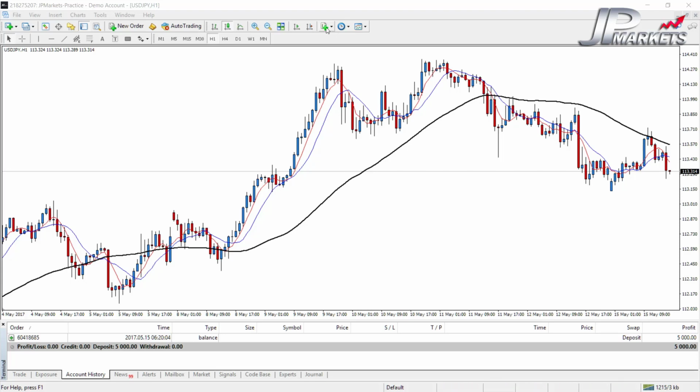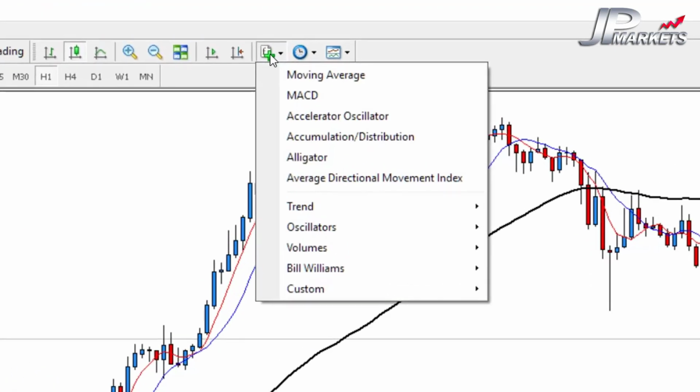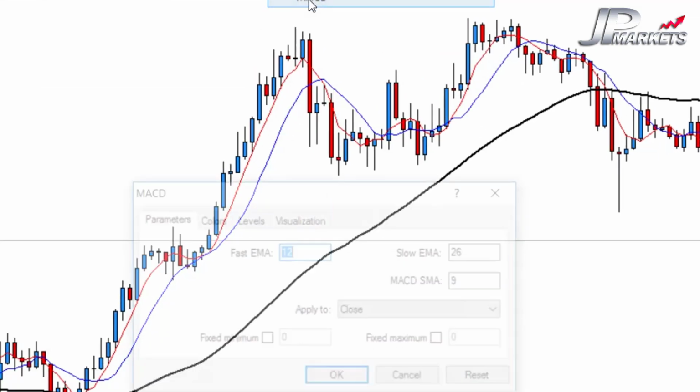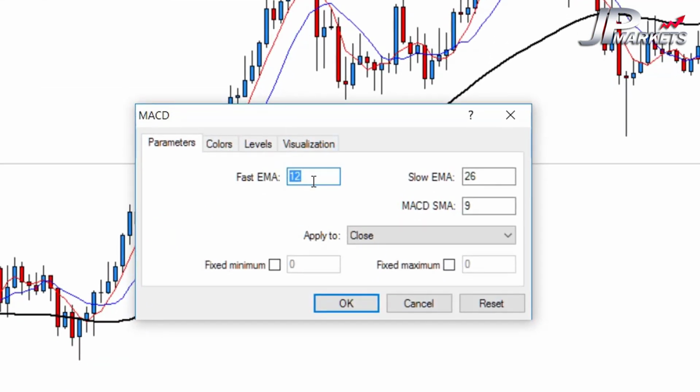So we're going to go over to indicators list. We're going to add the MACD. This time we're going to have the fast EMA, which is the smaller time frame, as 10. We're going to have the slow EMA as 50. And we find that the signal moving average, or the simple moving average, of 9 works just fine. So let's go ahead and click OK.